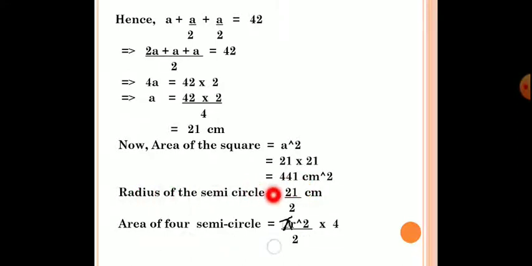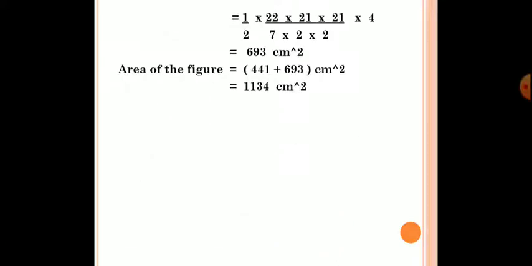The radius of the semicircle is equal to 21 by 2 centimeter. So the area of 4 semicircles is equal to pi r square divided by 2 multiplied by 4. So half into 22 by 7 into 21 by 2 into 21 by 2 multiplied by 4. On solving this, we'll get the answer as 693 centimeter square. So the area of the figure is equal to 441 plus 693, which is equal to 1134 centimeter square. So that's it for this part. Thank you for watching.